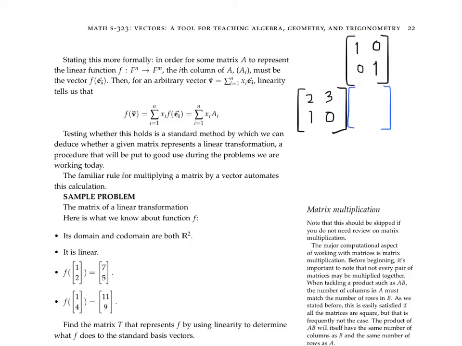And of course, if we follow the same thing, we'd have 1, 0, 1 times 2 plus 0 times 3. So we have 2 here. We have 1 times 1 plus 0 times 0. We have 1 here. We have 0 times 2 plus 1 times 3. So we have 3 here. And then we have, last but not least, 0 times 1 plus 1 times 0, which is 0 here. And so that's how you multiply matrices together.